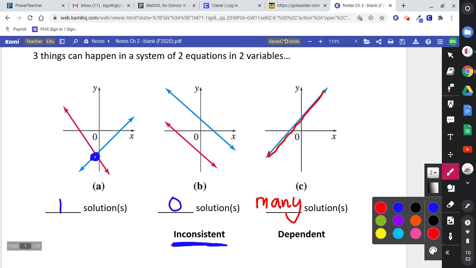Now today, that's not going to be good enough. We're going to have to go one step further than just saying many solutions. We'll do more. And then when that happens, the system is called dependent.